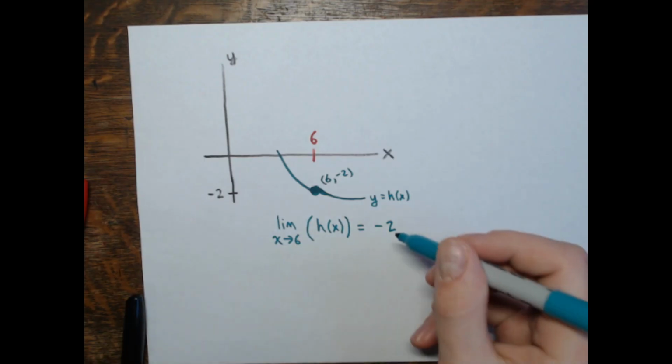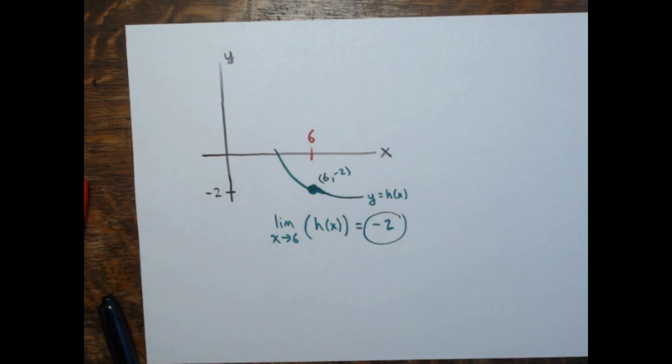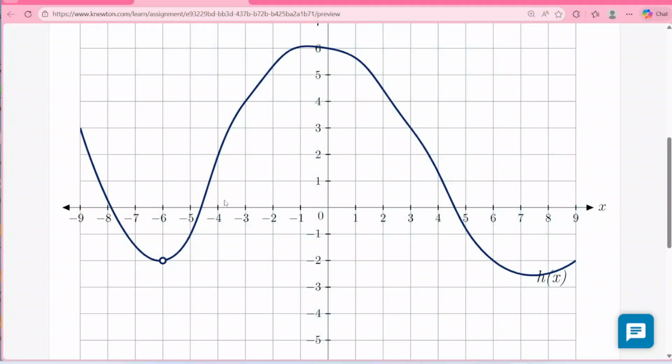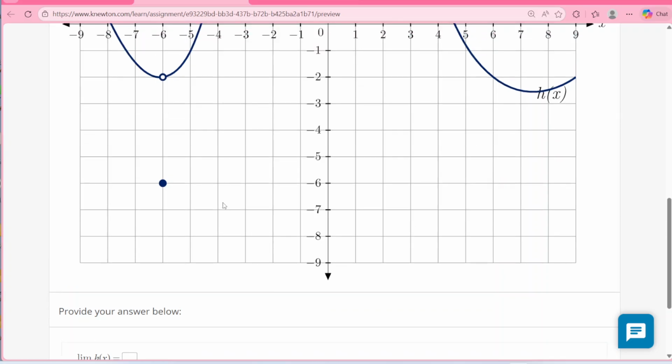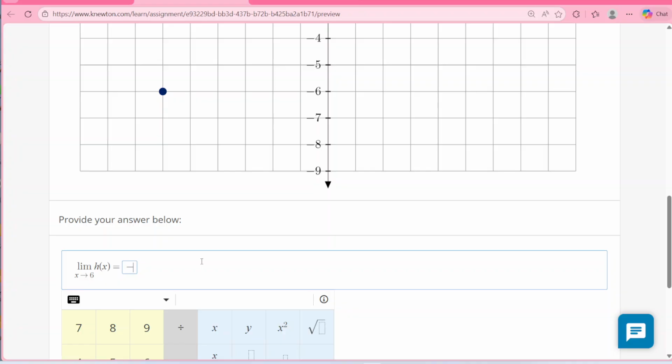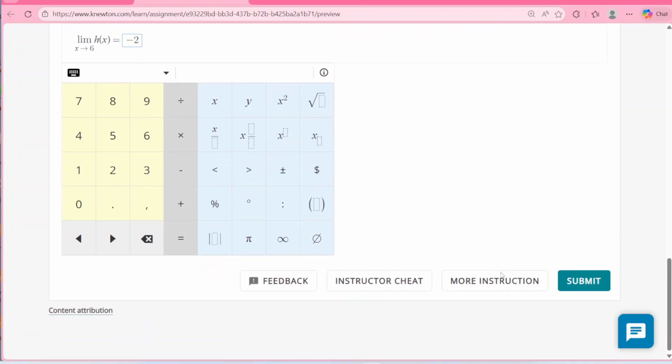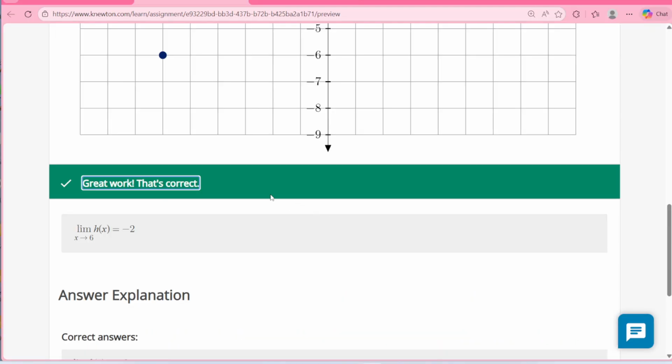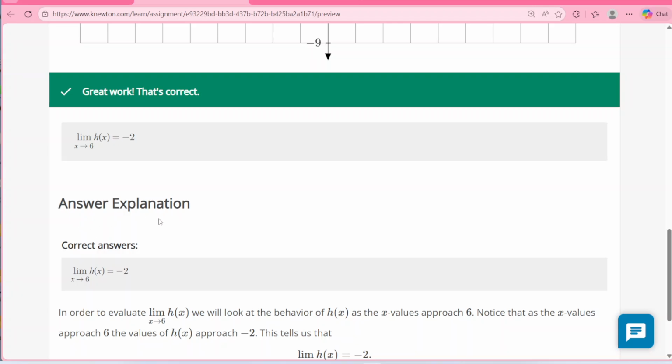So that's what I'm going to enter, -2 here, right? They're asking me to fill in that limit. So down here, as x approaches 6, looks like -2. Enter -2 and then submit. And hey, if you get it correct, you get a green band with some encouraging words, and also an answer explanation.